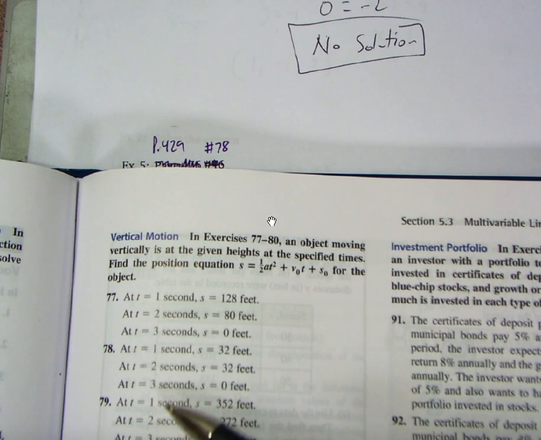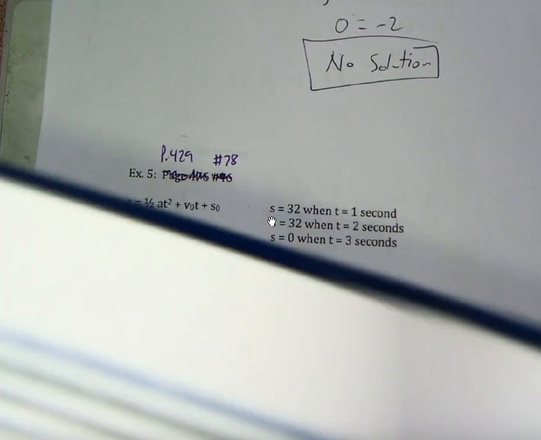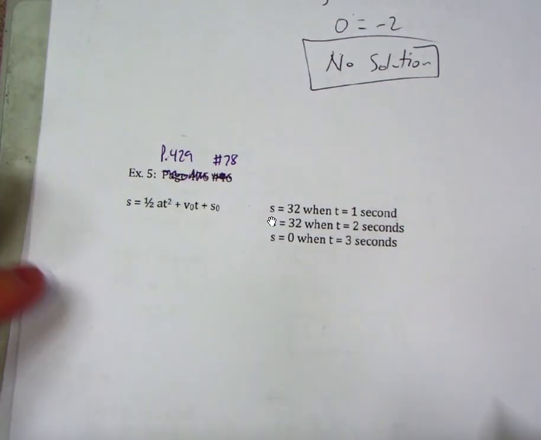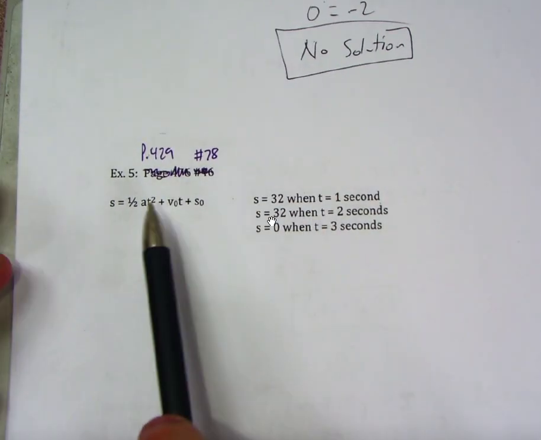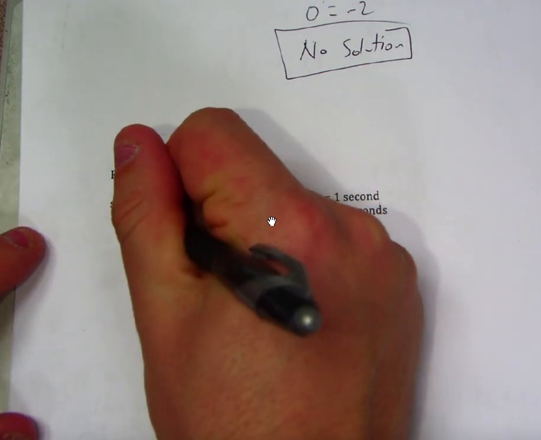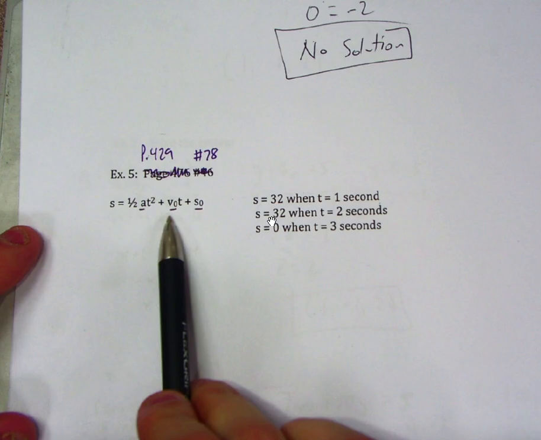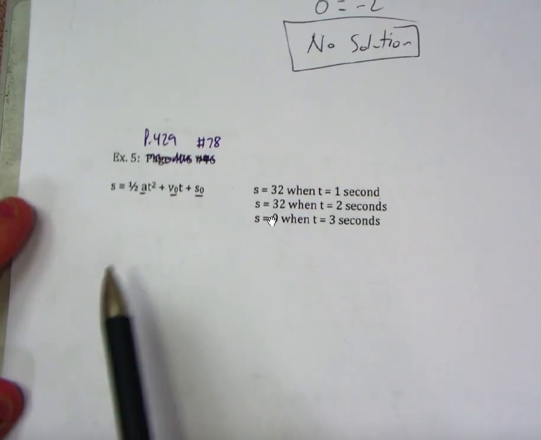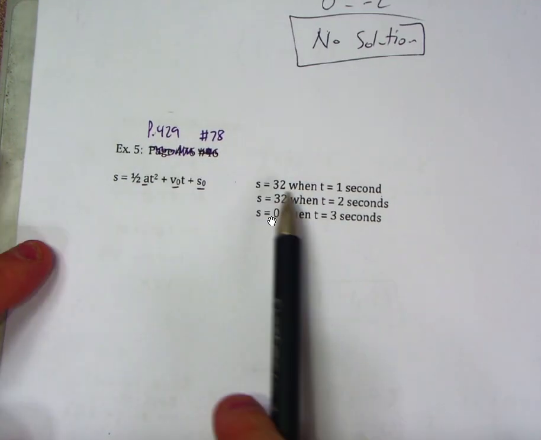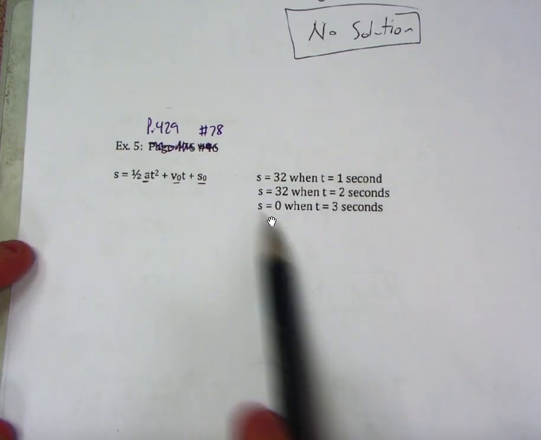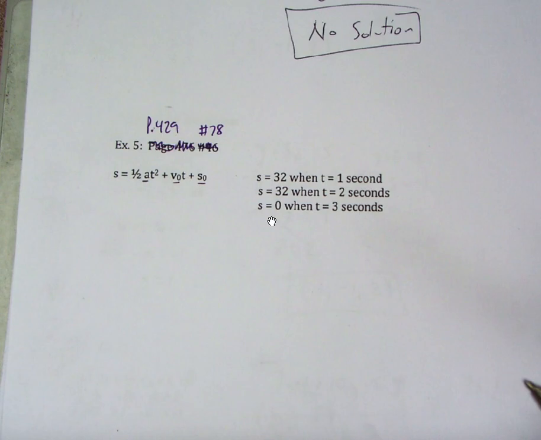So it's surpassing 32 feet. And then at 3 seconds, it hits the ground. Well, let's look at how we can set up a system to find the position equation. Since we're looking for three things, A, V naught, and S naught, we need three equations. That's why they give us three scenarios to plug in for S and T. They're basically giving us the information to create our system of equations.